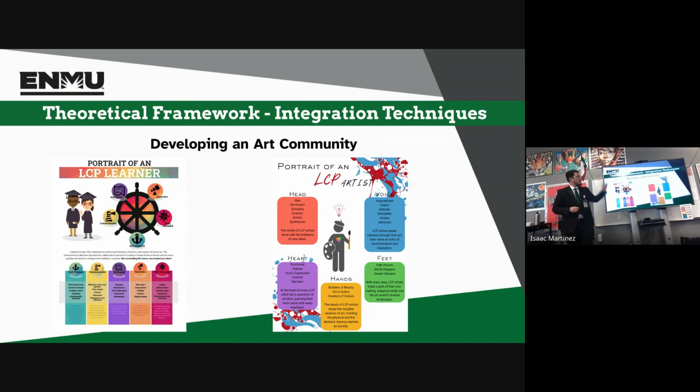The portrait of an LCP artist is something that I created, and in collaboration with my art colleagues, we put this together just to show what would happen if a student started in the arts from 6th grade to 12th grade. And these would be the fundamental bits of information that they would know by the end. Again, just trying to bring together the parental element with the students and the teachers to have that nice triangle.